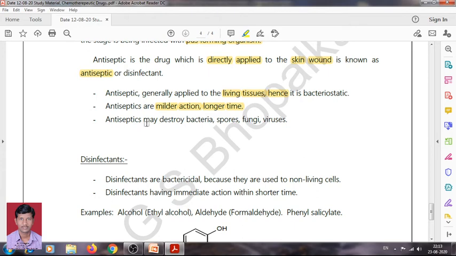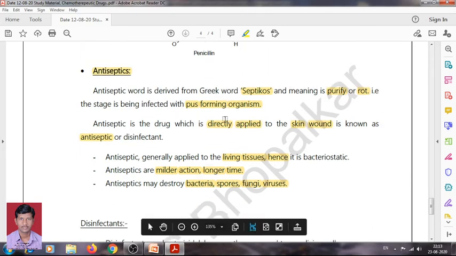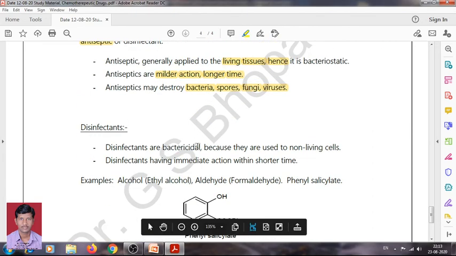Therefore, the antiseptic may destroy the bacteria, spores, fungi, and viruses. Therefore, this antiseptic works against the bacteria, spores, fungi, and viruses. This is about the antiseptic drugs. Okay. Now disinfectant.